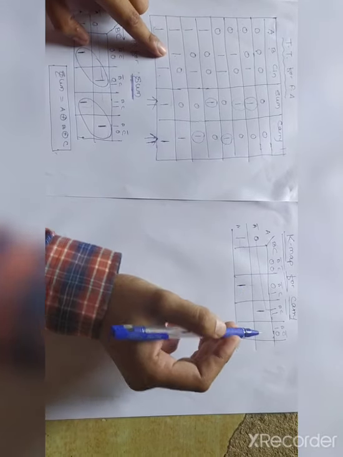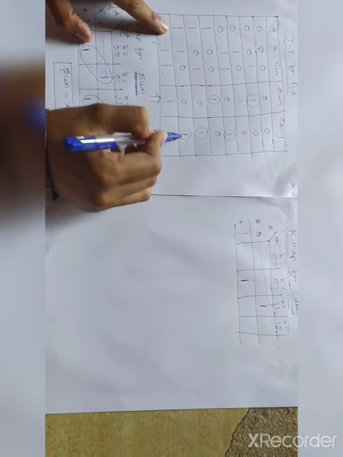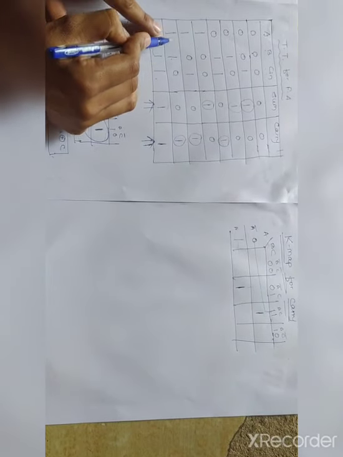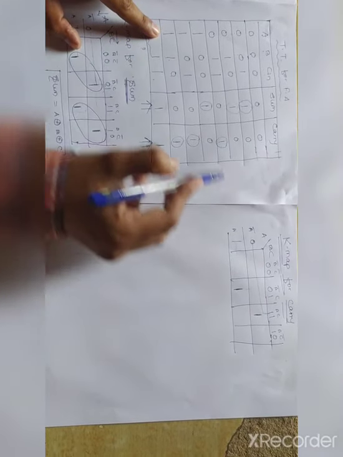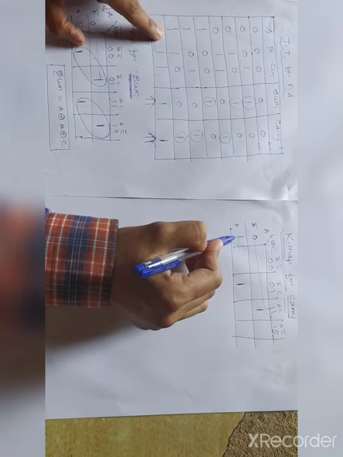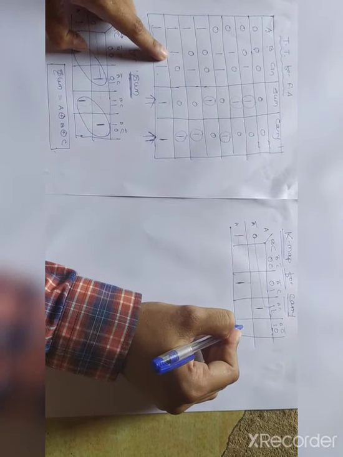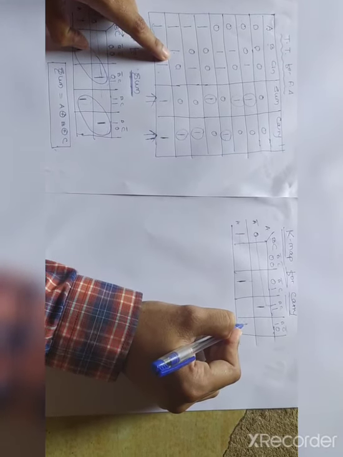Okay. The next one is what? You have to put this one. Where are you putting this one? When A is equal to 1, B is equal to 1 and C is equal to 0. A is equal to 1 and 1, that means what? Here. B is equal to 1 and C is equal to 0. You are putting this one here.